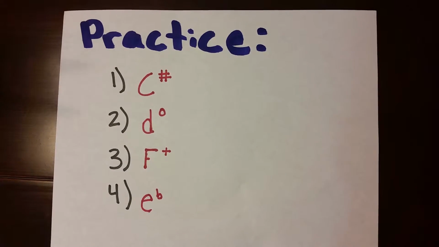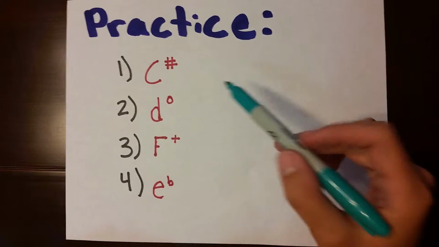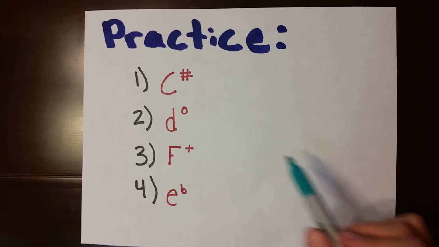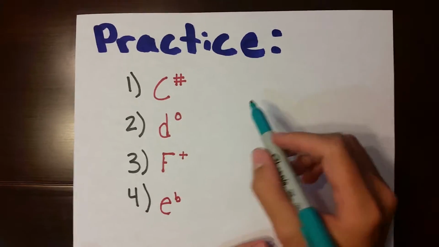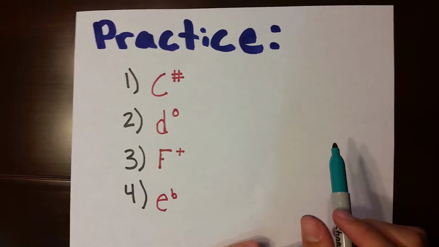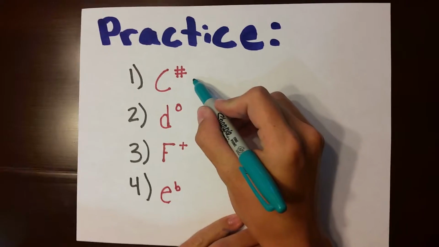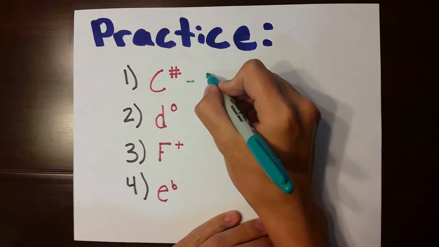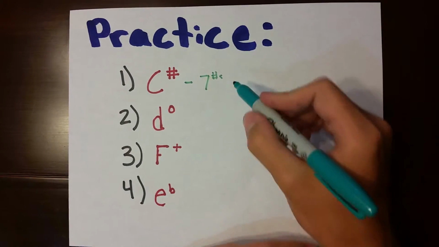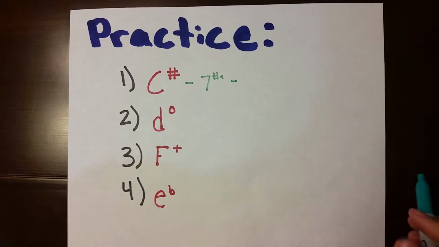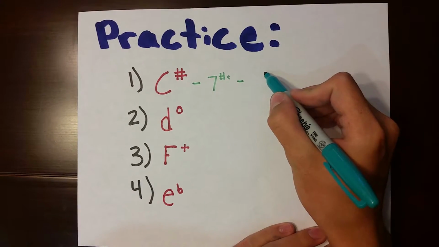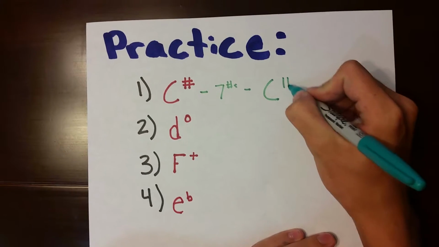Now, for the first problem, here we have a C sharp major triad. We know that because of the notation. Now, recall the circle of fifths. By the circle of fifths, we know that the key of C sharp has 7 sharps. So, let's go on to constructing this. We know, obviously, the first note in the triad, the root, is C sharp.